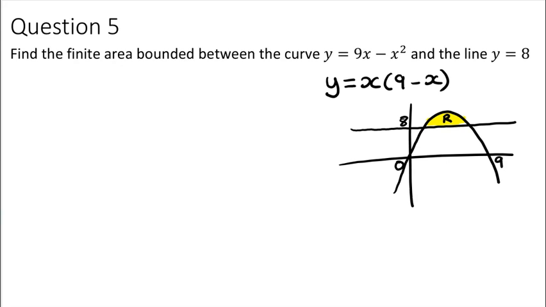So what you will need to do is find where the line and the curve cross. So we're going to do this simultaneously. So I know that 9x minus x squared equals 8. This is where the y coordinates are going to be the same.